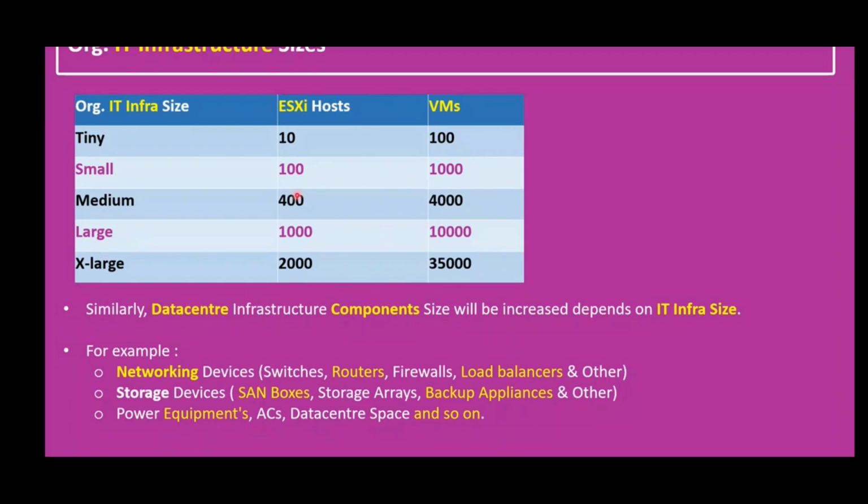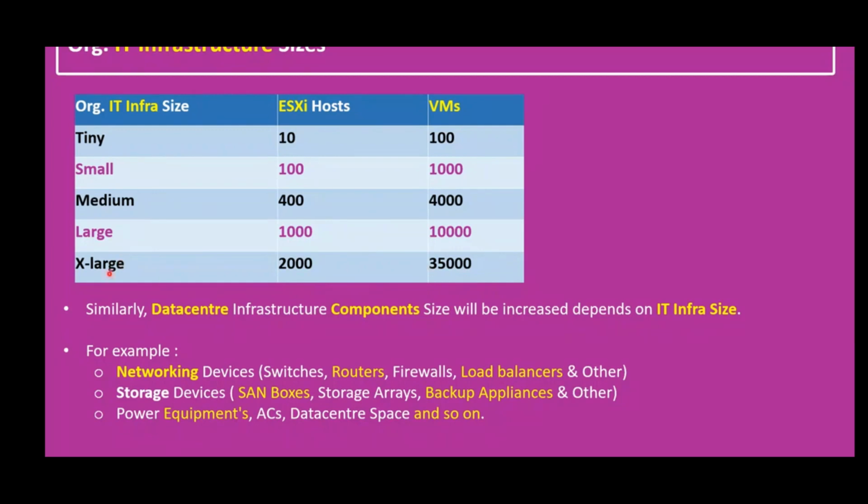And medium organizations are like the count will be increased to 400 ESX hosts and 4000 VMs, and large means again the ESX host count is increased to 1000 and the virtual machine count is 10,000. So large organization means approximately it's running with 10,000 virtual machines. And X large means extra large. So extra large ESX hosts are 2000 and virtual machine count is 35,000.